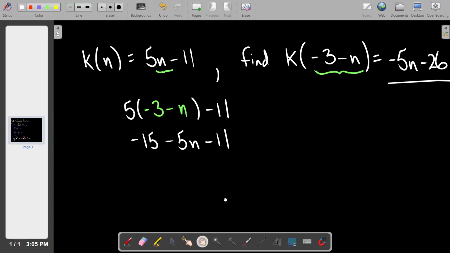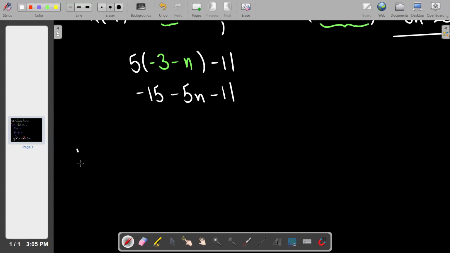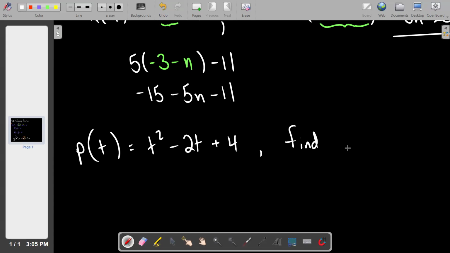Here's our next function. His name is p, and he is a function of t. The function takes your input and squares it, and then subtracts twice whatever it is, and then adds a constant amount 4. And we are going to find p of negative 6t.